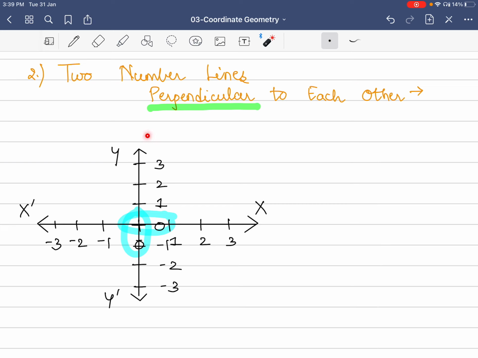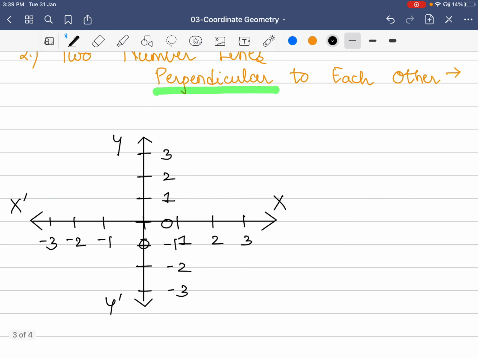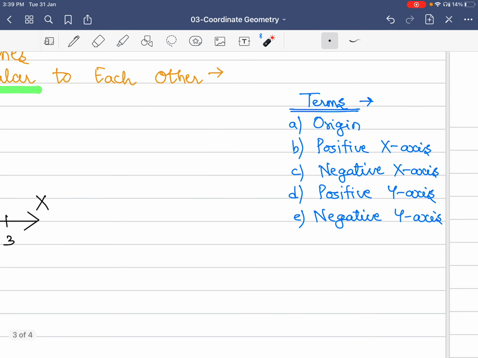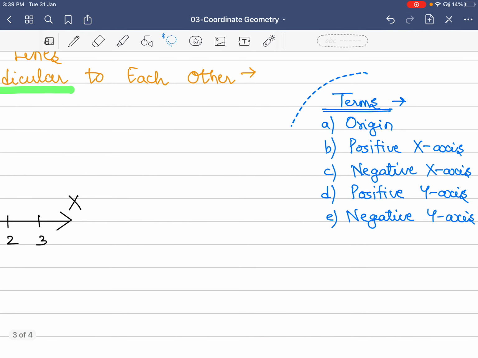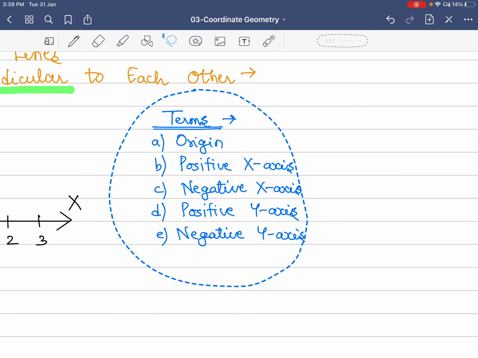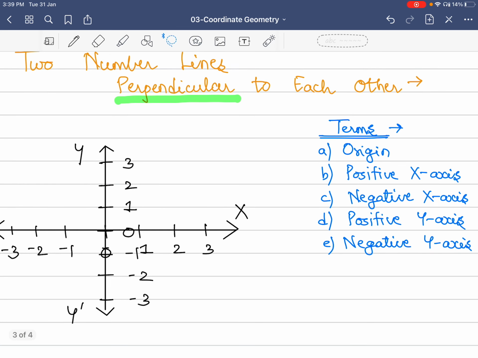There are certain terms now which are associated with this system, which is what we are going to see. But before we see the terms, let us erase this highlighted part. Now, what are the terms which are related to this arrangement of two number lines perpendicular to each other? So the terms are written here. What I am going to do is, let's take them to this side. Okay. So first term is called origin. So this point where both the zeros intersect with each other is called the origin.